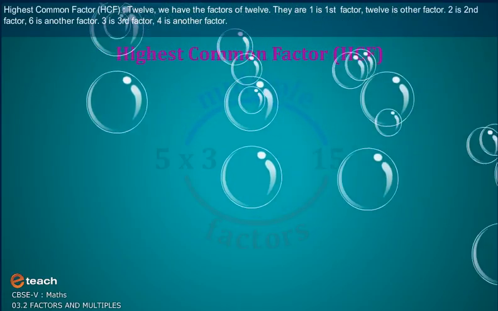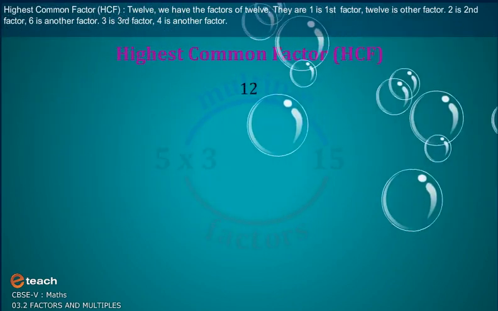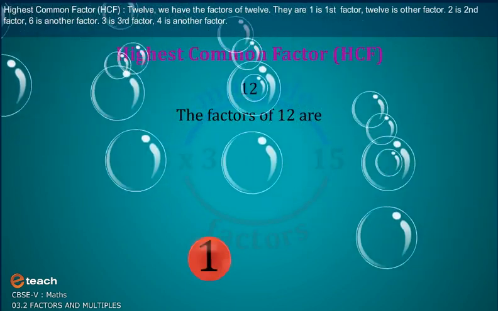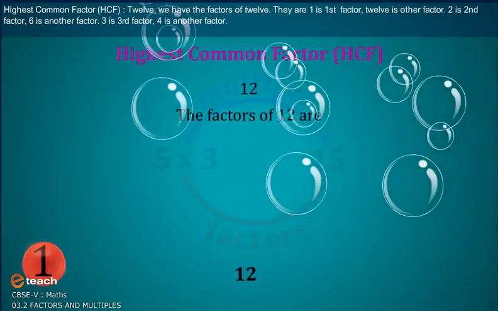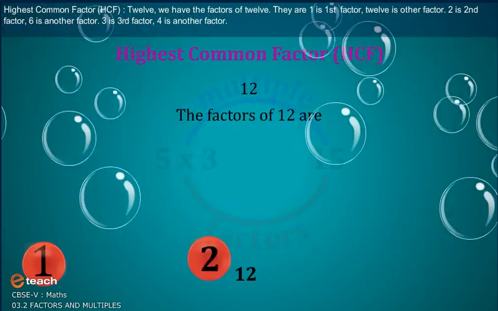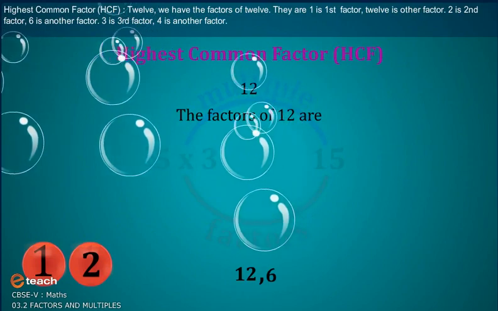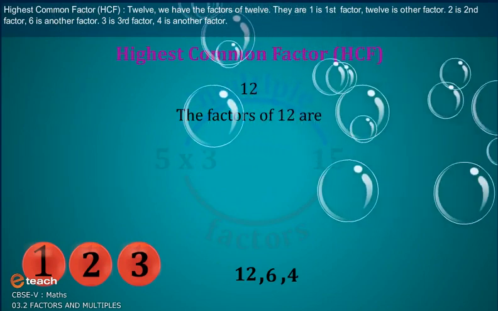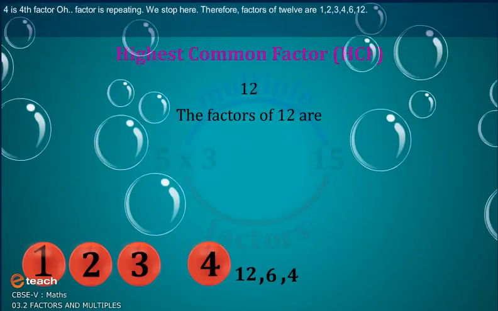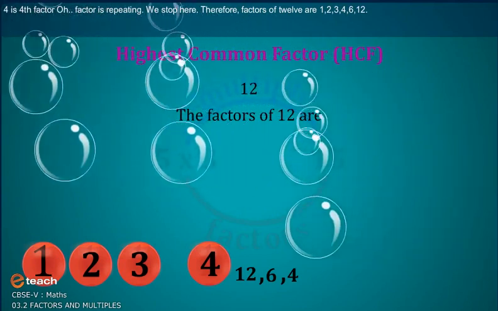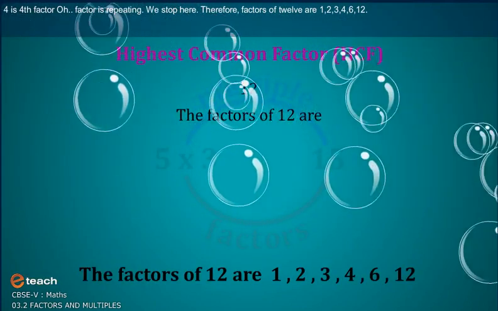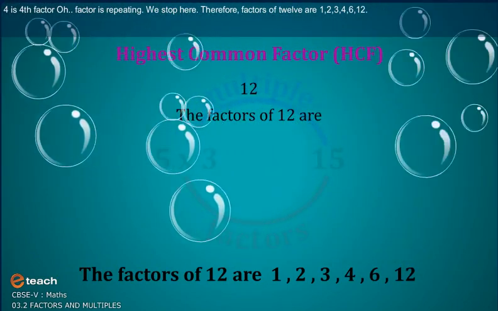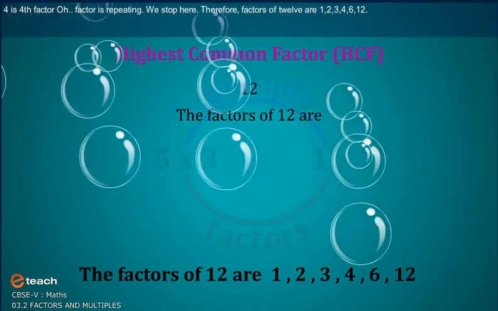Highest common factor, HCF. 12. We have the factors of 12. They are: 1 is the first factor. 12 is the other factor. 2 is the second factor. 6 is another factor. 3 is the third factor. 4 is another factor. 4 is the fourth factor. Oh, factor is repeating. We stop here. Therefore, factors of 12 are 1, 2, 3, 4, 6 and 12.